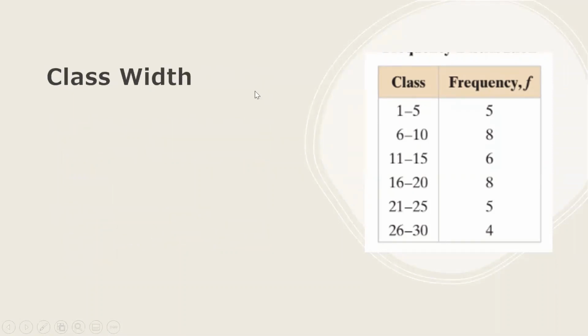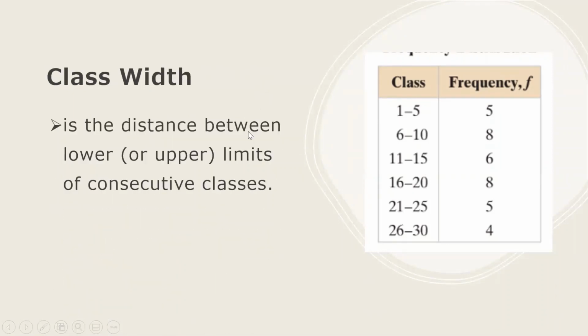Now let's talk about the class width. The class width is the distance between the lower limits of consecutive classes or the upper limits of consecutive classes. So for the lower limits, the consecutive classes are 1 and 6. So 6 minus 1 is 5. So the class width is 5. For the upper limits, 10 and 5 are consecutive classes. So 10 minus 5 is 5. So 5 is the class width. So you can use either the lower limits or the upper limits for finding the class width.